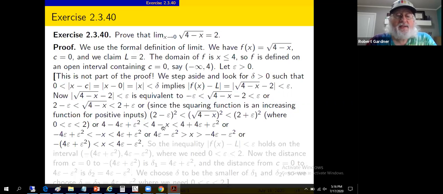Okay, we're trying to get x by itself. So how about we subtract 4 from each of these three pieces. You'll lose that 4, and that 4. All right, that'll leave us with negative 4 epsilon plus epsilon squared, right. Negative x in the middle, 4 epsilon plus epsilon squared on the right. Okay.